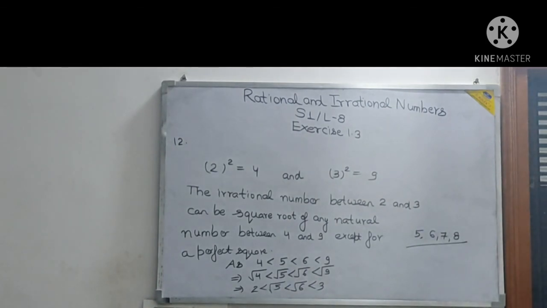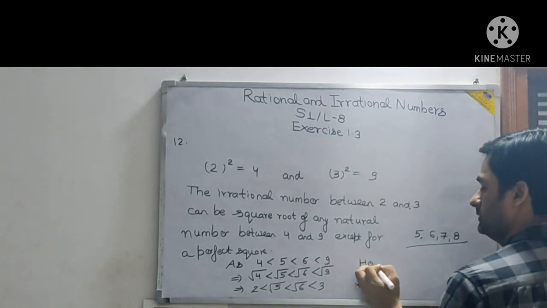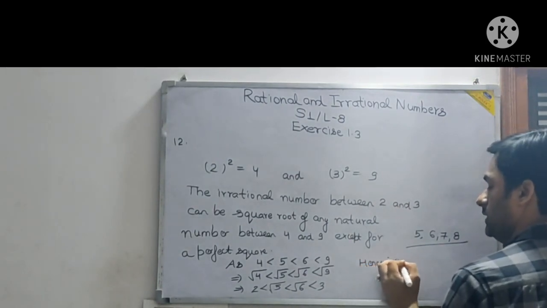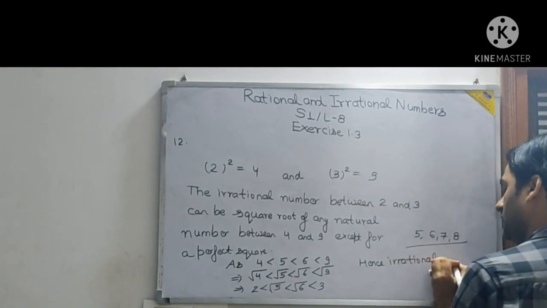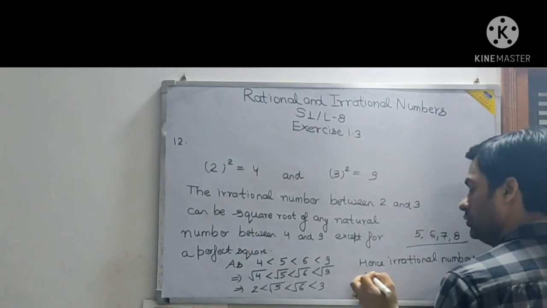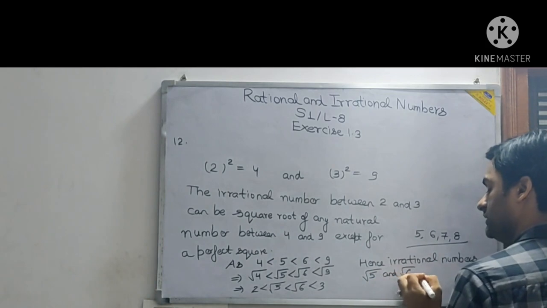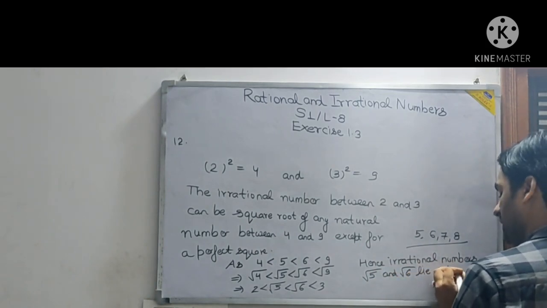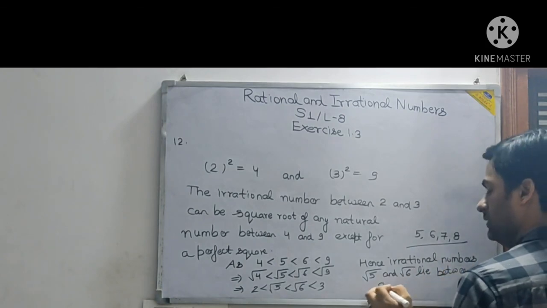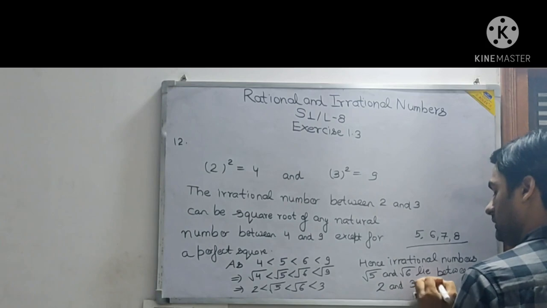Write here: hence irrational numbers root 5 and root 6 lie between 2 and 3. Answer.